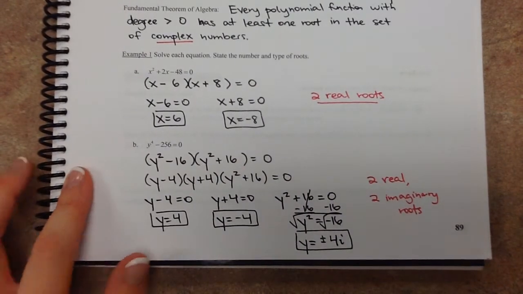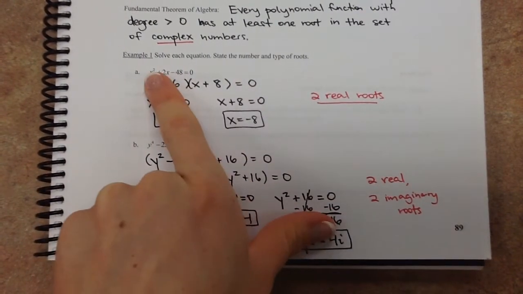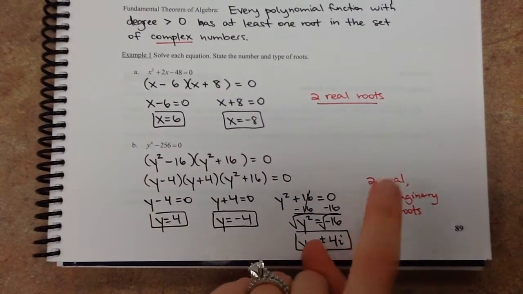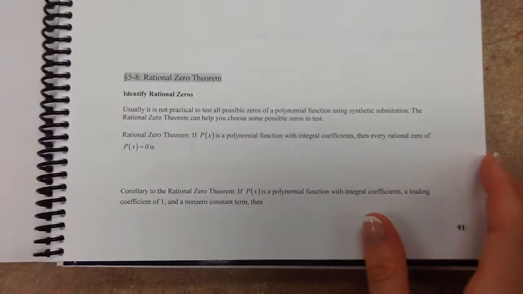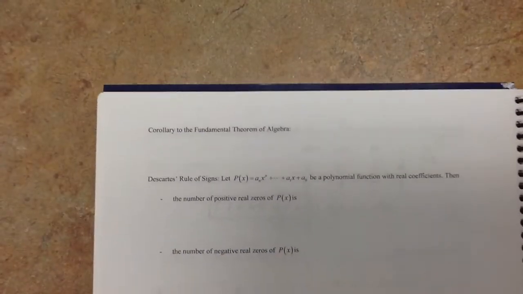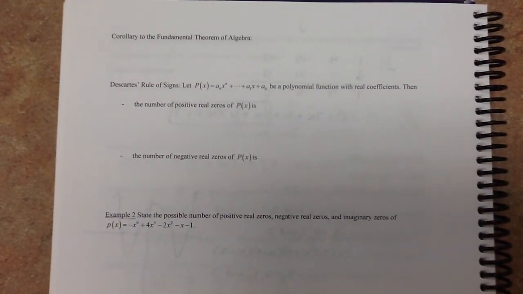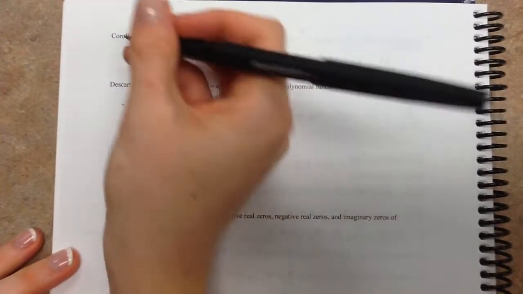Now, one thing you may have noticed: 2 real roots, degree of 2. 1, 2, 3, 4 roots, degree of 4. That is not a coincidence. That is something we are going to write down as a corollary to the fundamental theorem. And the corollary is like an addition, an expansion of that theorem. So the corollary says a polynomial of degree n has exactly n roots.